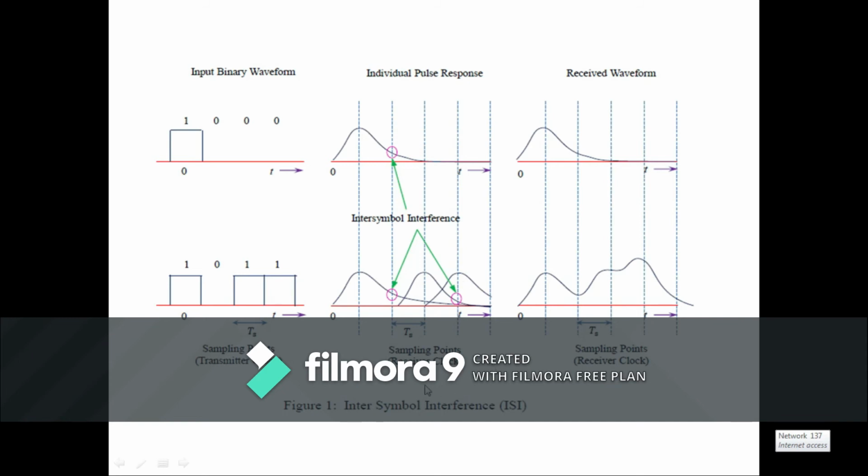Then at whatever sampling point at the receiver side, inter-symbol interference is created for this case, because the two waves alias. Due to that aliasing, the inter-symbol interference is created, and a waveform like this is received at the receiver side with the help of the receiver clock.